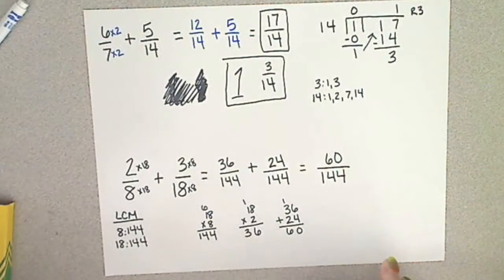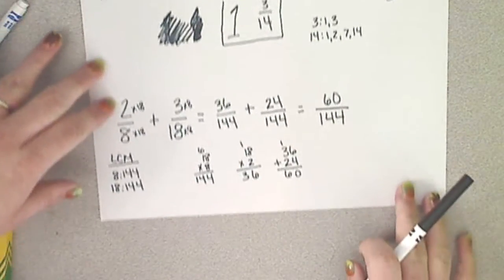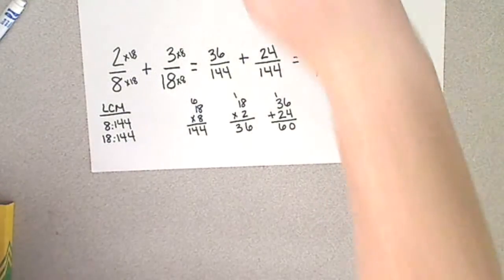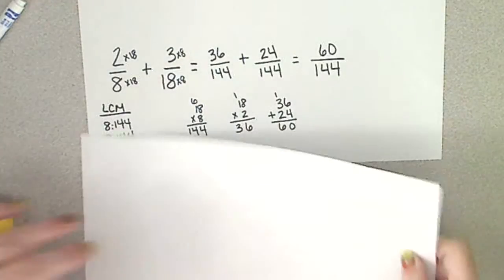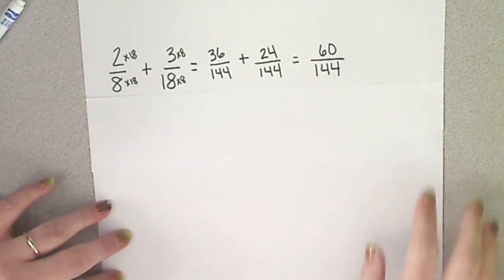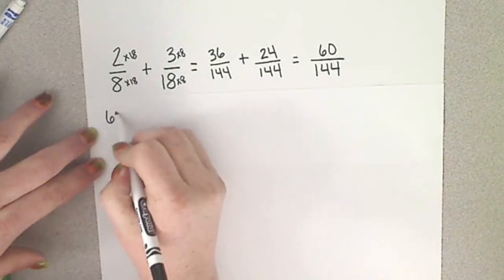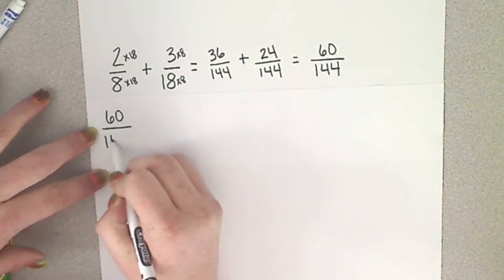Now, the reason that I took you to such a large fraction is because I want to show you that simplifying isn't a one-time thing. You can divide multiple times and slowly take it down to the simplified fraction, and that's okay. So I'm going to show you by starting with 60 over 144.